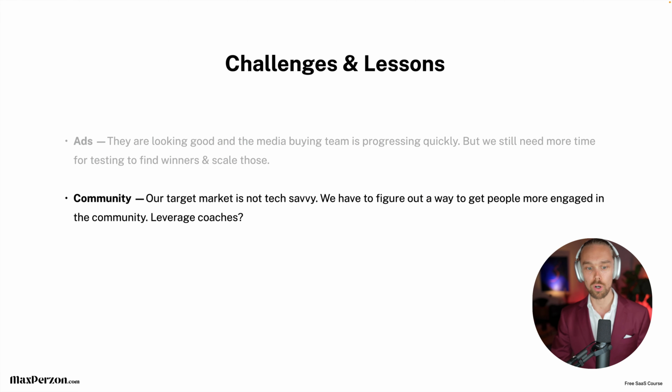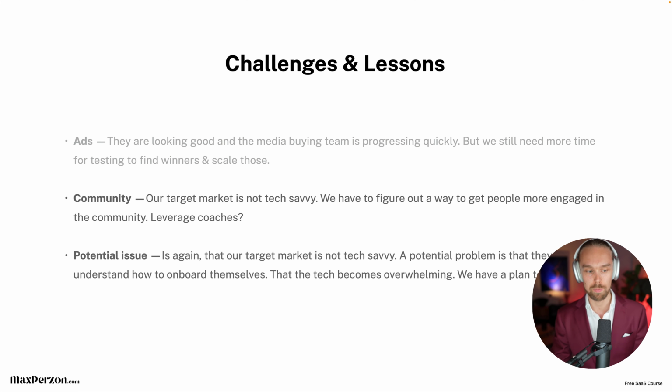Community as well. Our target market is not tech savvy as mentioned. We have to figure out a way to get the people more engaged in the community and leverage coaches, because the whole thing with the community is to have an interactive community where people find value in it, and that's obviously going to help you with the stickiness for your own software as well, that people are willing to pay for the software just because the community is so valuable by itself, right?